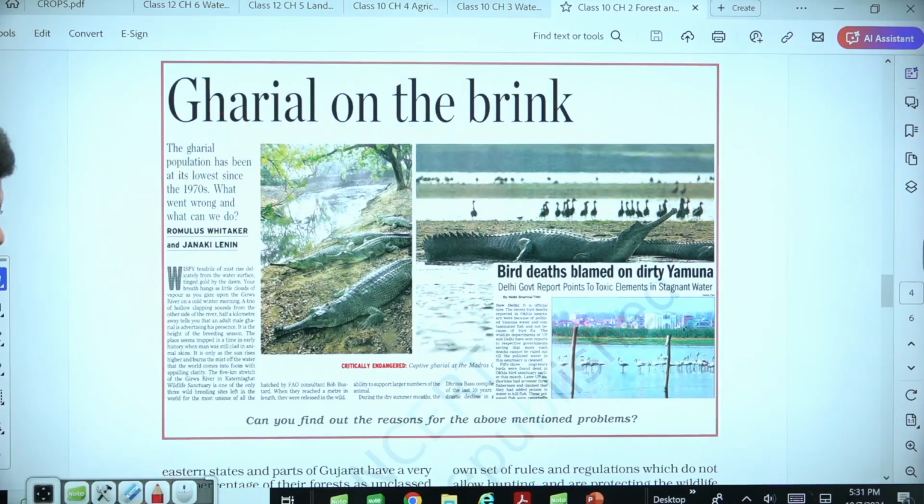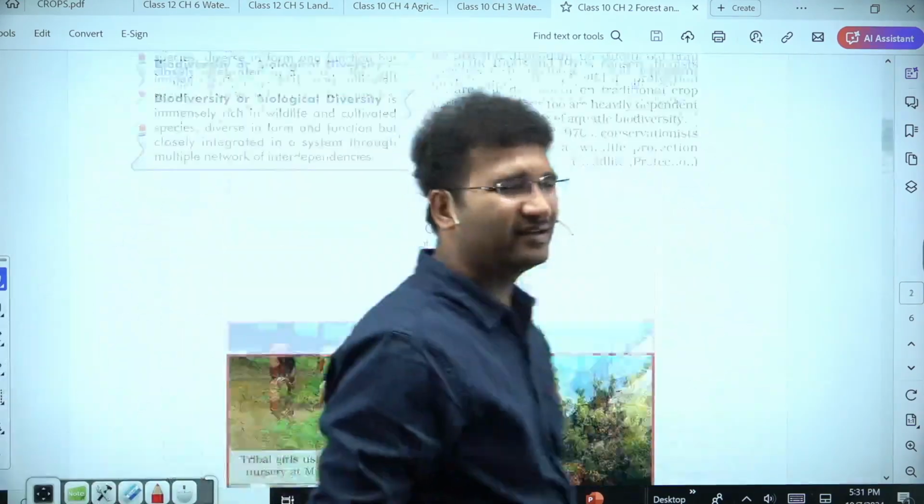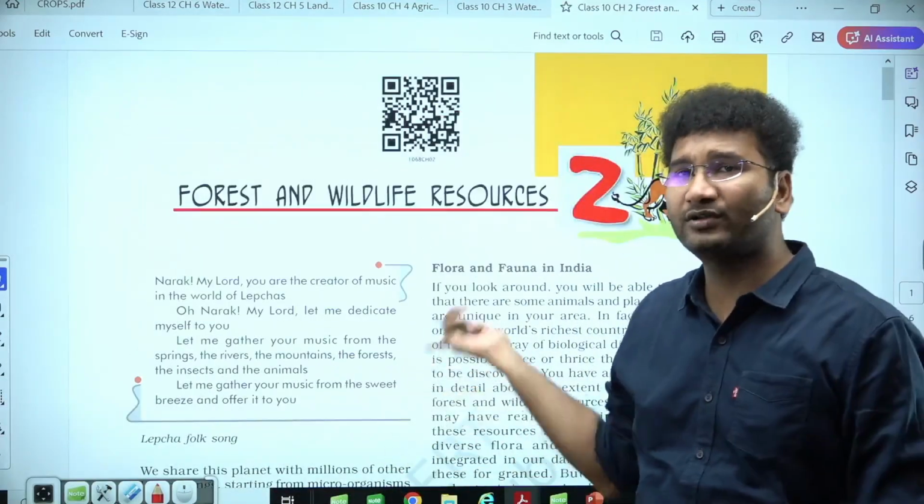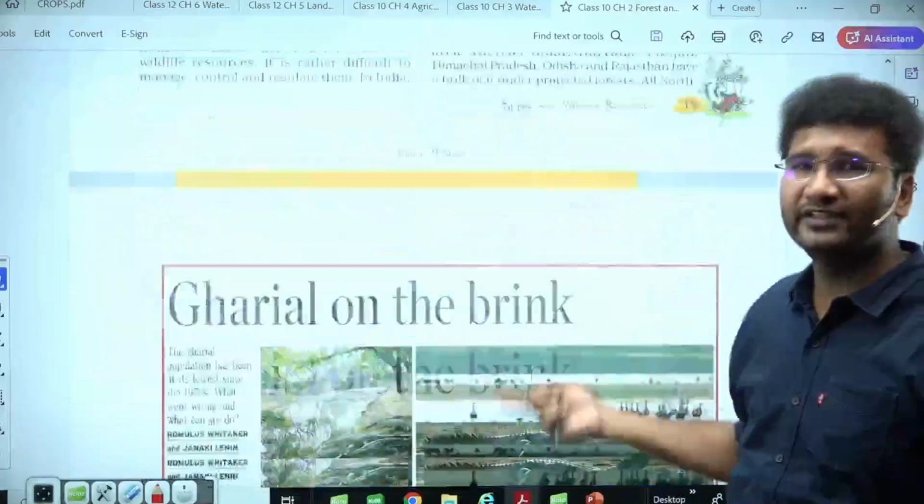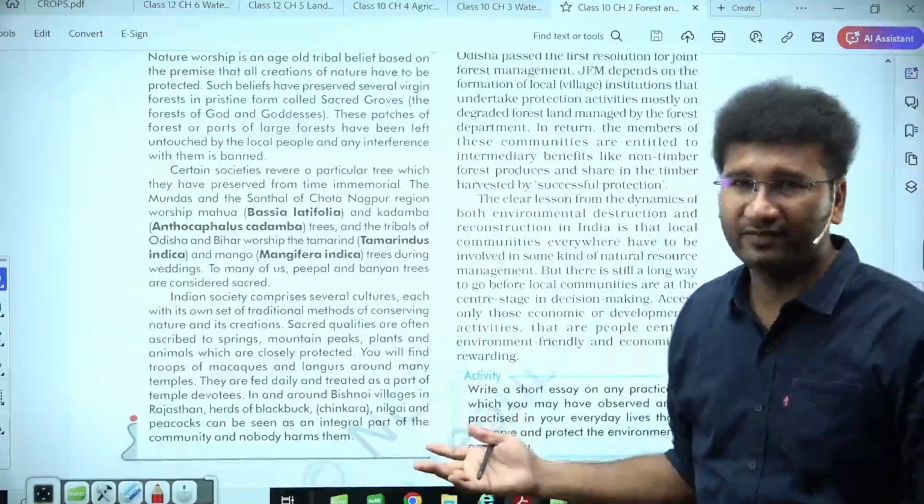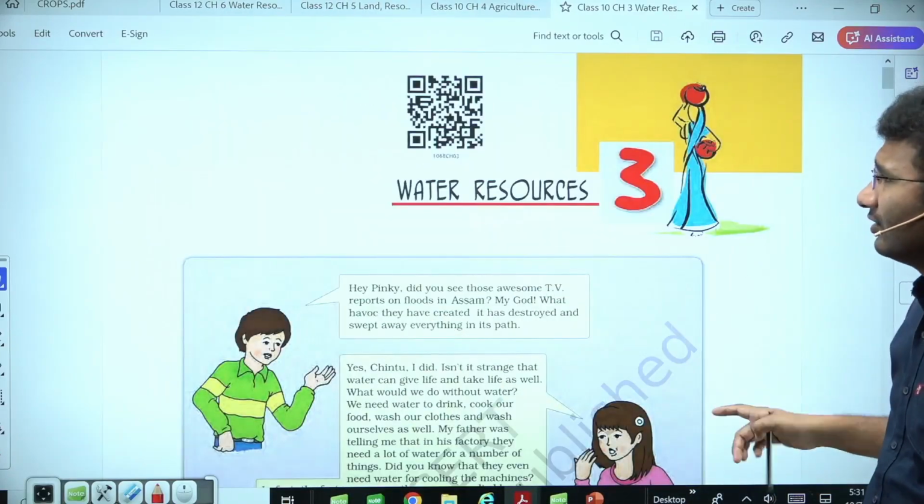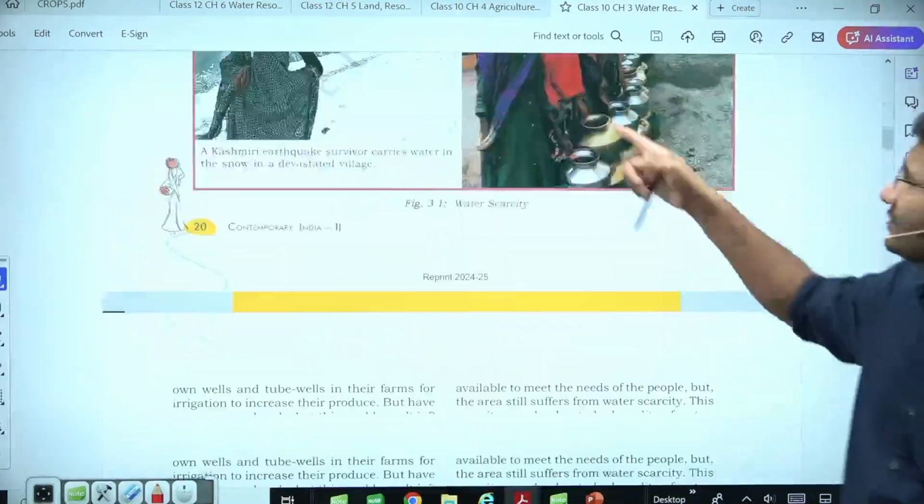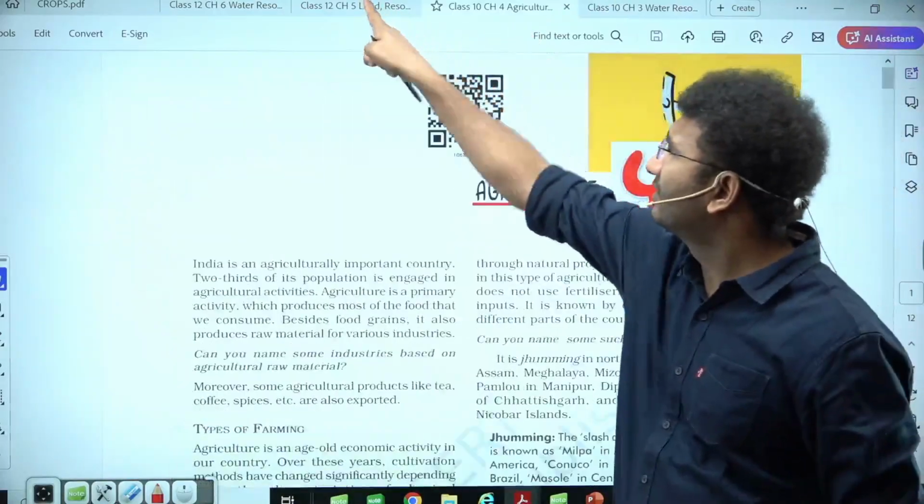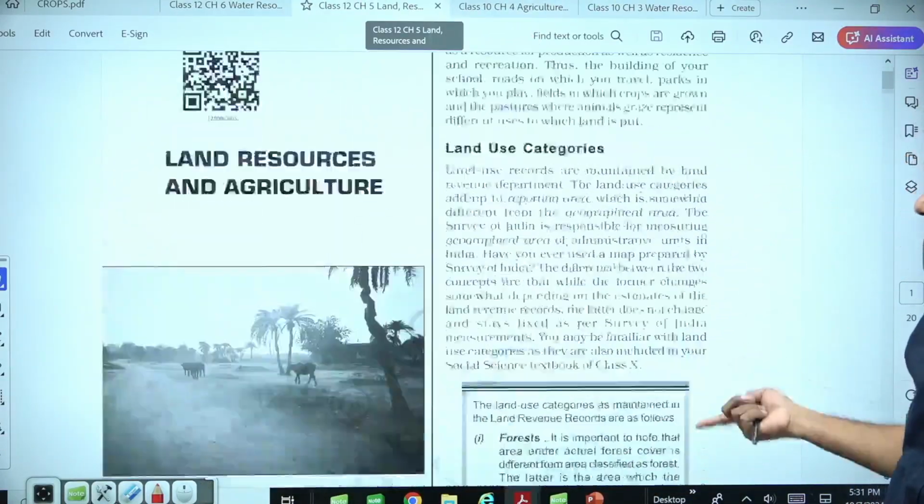That is what is written in this entire chapter. Basically, you need to know the definition of the forest and how the forests are classified, right? If you know this, things will become very, very easy for you. Now come to the next classification of resources, that is water as a resource you need to know, as well as agriculture, and before that land resource and agriculture.